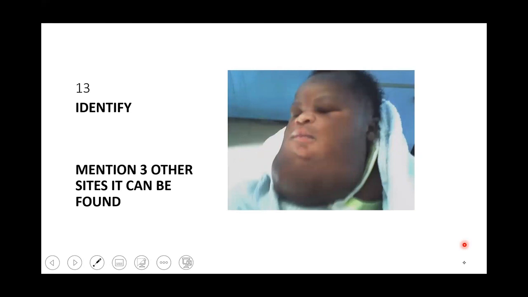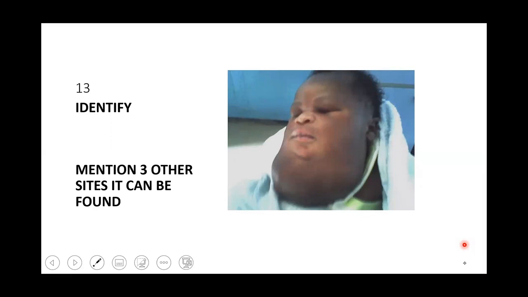Identify. What is this? A child with a cystic hygroma. Yes, sir. What are other names for cystic hygroma? Mention three other names. Lymphangioma, sir. Lymphangioma, yes.